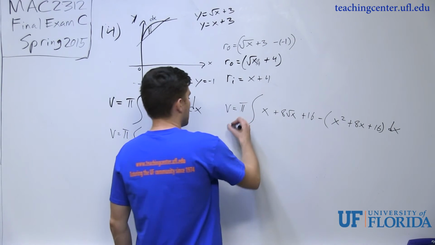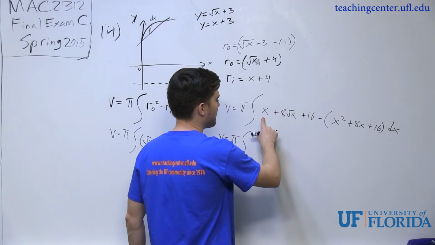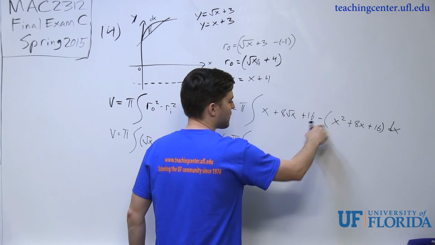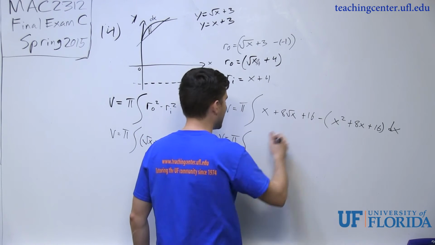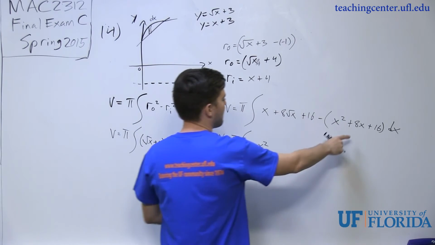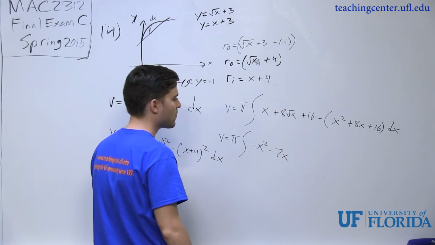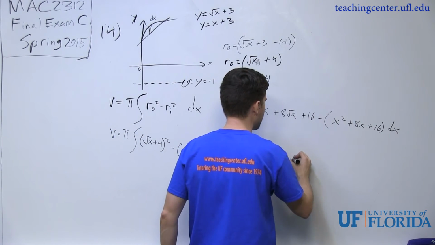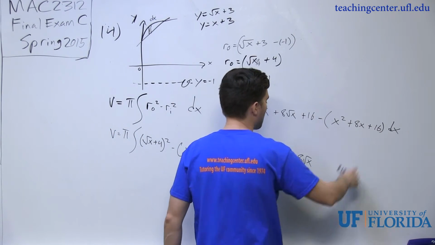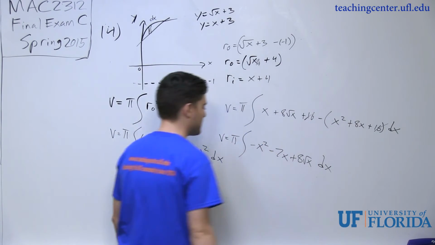Great. So now my volume is equal to pi times the integral. I can simplify some stuff here. I have an x and a minus 8x, but I'm going to write it in descending power order. So my first term is minus x squared. I have a minus 8x and a plus x, so that's minus 7x. Then I also have a plus 8 square root of x, which doesn't simplify with anything. Then I have a plus 16 and a minus 16, so these terms just cancel out. And then I write my dx on the very end.